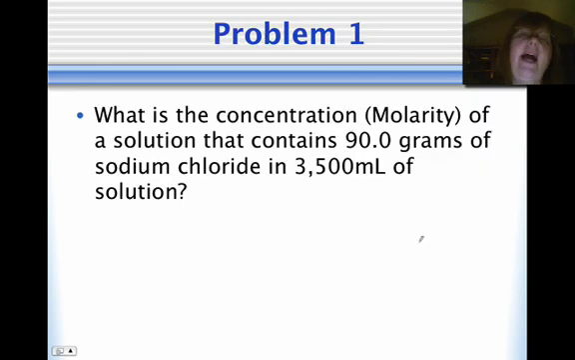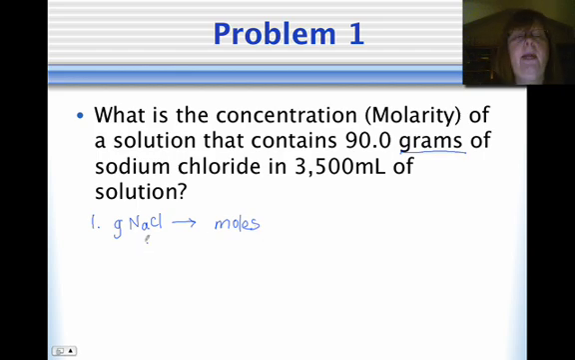All right, let's practice. Let's go ahead and calculate the molarity of a solution. What is the concentration, or what is the molarity of a solution that contains 90 grams of sodium chloride in 3,500 milliliters of solution? Step 1. Let's go ahead and convert those grams of sodium chloride into moles. Sodium chloride is our solute. We need to get it into moles.